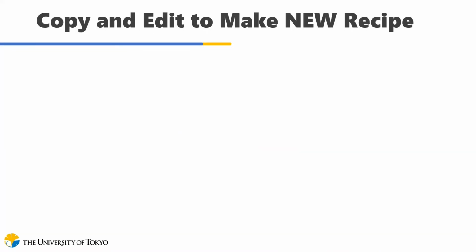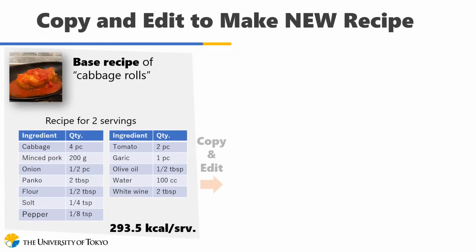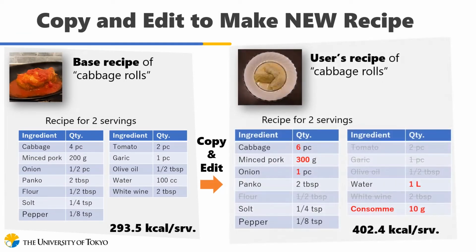Therefore, our application allows users to create their own recipes by copying a base recipe and rewriting only the differences. Use 300 grams of minced pork instead of 200 grams, or consommé instead of tomatoes, and so on. The ingredients for the same dish are usually very similar. With any luck, there will be only a few places that need to be edited.